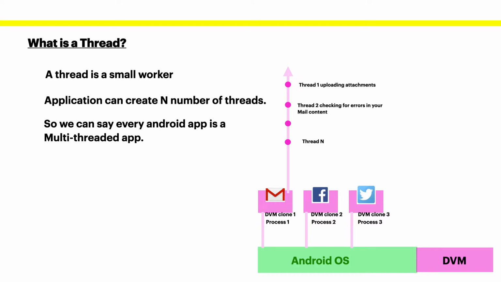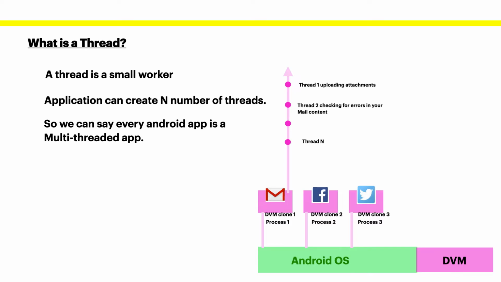So let's take one application, and inside that application, if you are creating multiple threads, those multiple threads are running parallelly. So the app is able to run multiple threads. That is why an Android app is a multi-threaded app. Every application is able to run multiple threads parallelly.